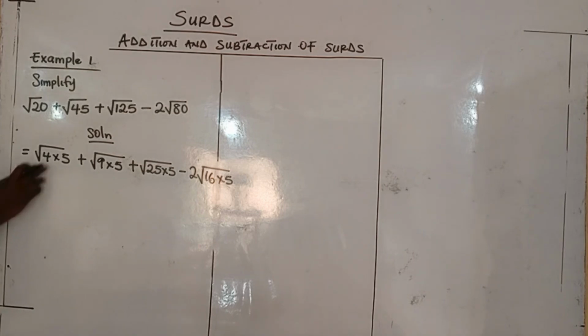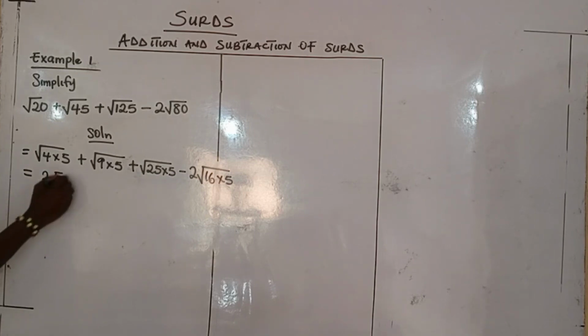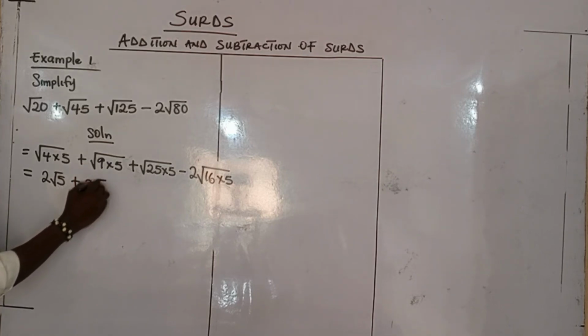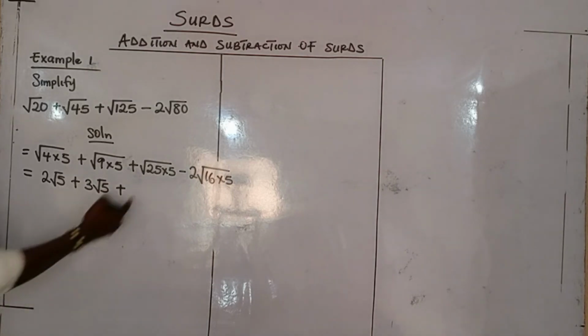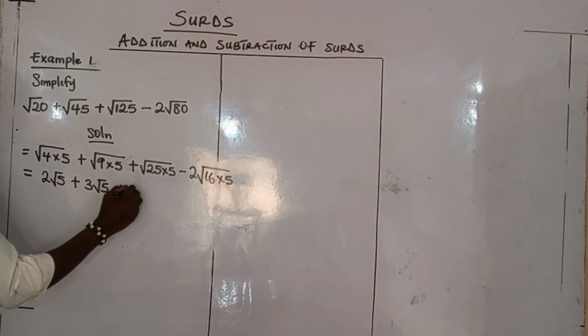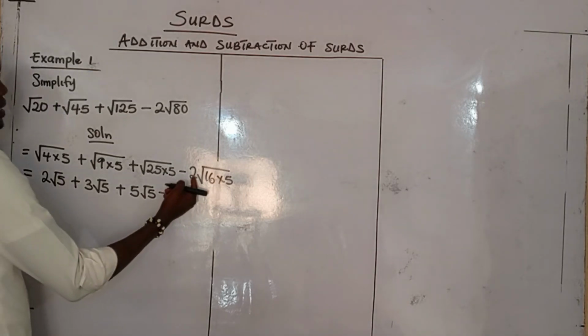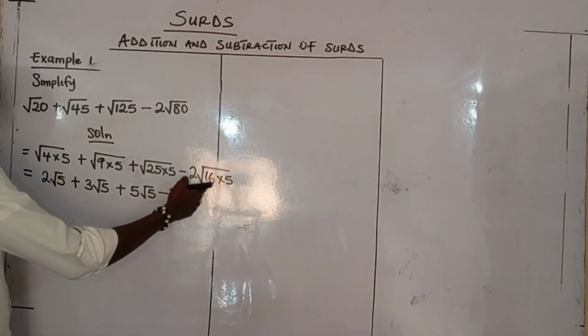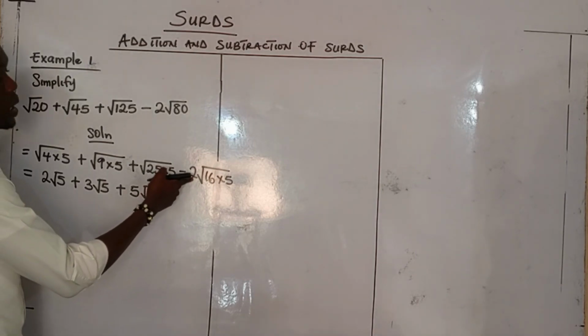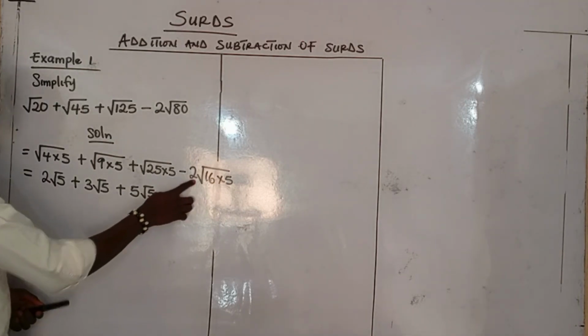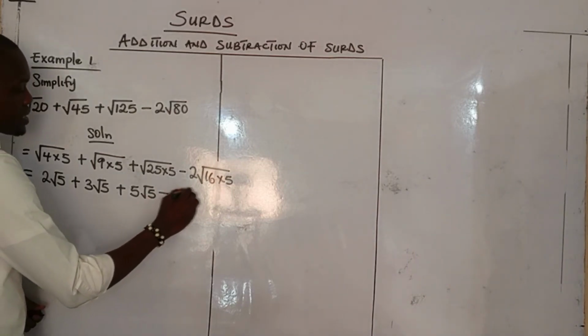So if we go ahead to express this in its basic form now, square root of 4 is 2. Now 5 is not a perfect square, so here we are going to have 2 roots of 5 plus, here 9 is the perfect square, so if you square root it, we are going to have 3 roots of 5. Then plus, if we do the same thing here, square root of 25 is 5, so we are going to have 5 roots of 5. Then minus. If you look at this now, what do we have here? We have 16, and there is a number outside the square root sign. So if we square root 16, we are going to have 4. That 4 is going to be multiplied by 2. So that means we are going to have here 8 roots of 5.